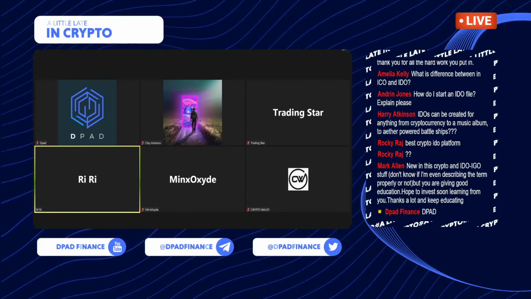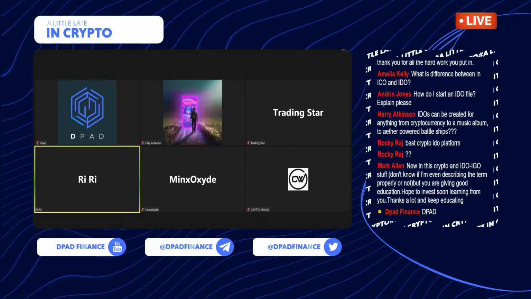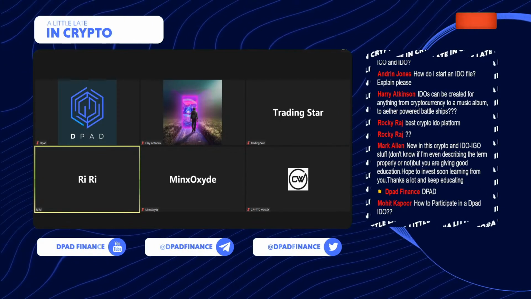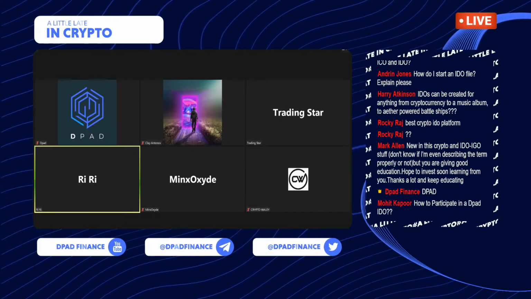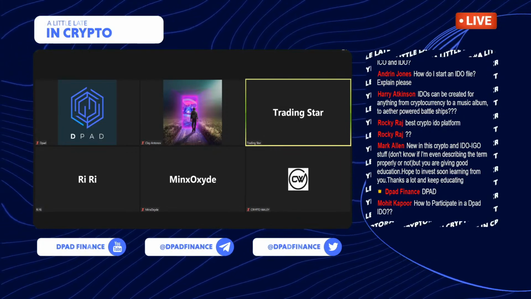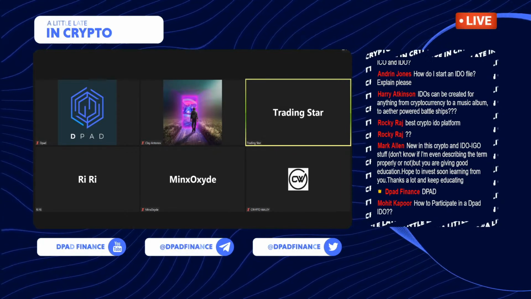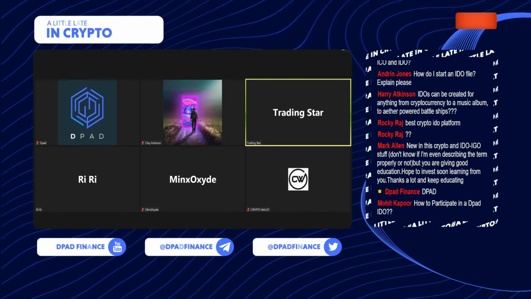Okay. Market conditions while IDOs happen. Can the market conditions affect an IDO? Yes, it can definitely, and it surely hampers or sometimes even provides a boost to the IDO performance on listing.